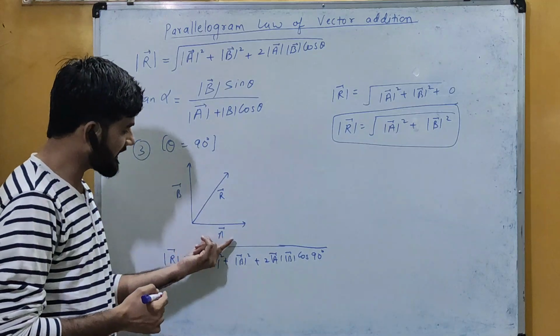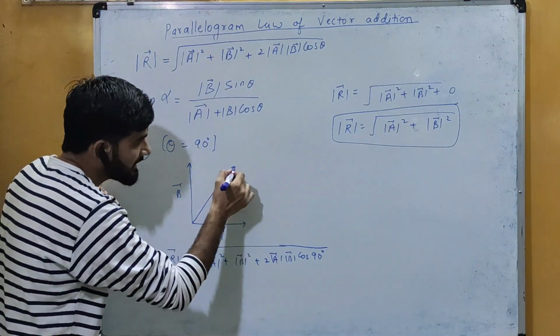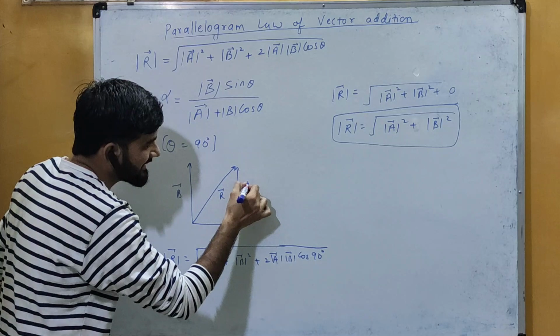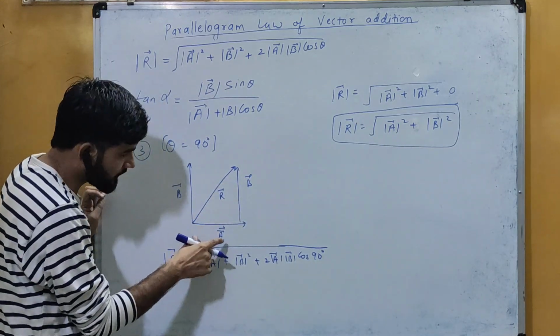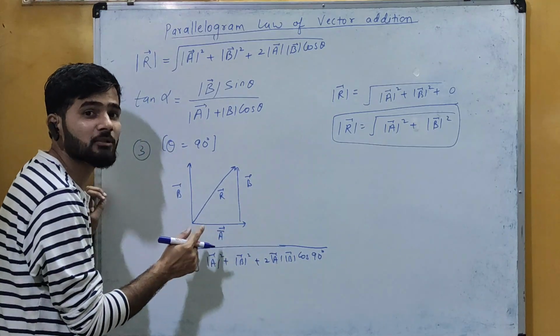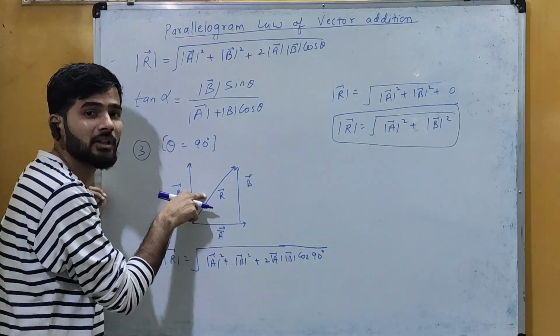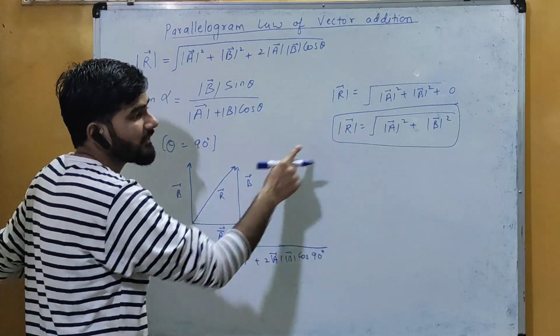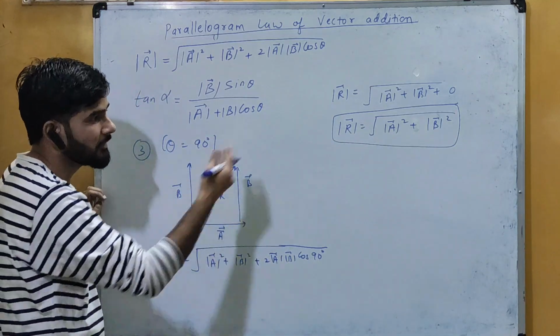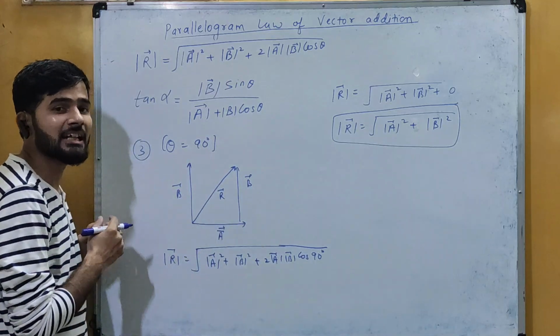Or you can see here, if I have vector A and I make this vector B as it is, then this R will be the resultant. So we have A and B, they are both perpendicular to each other and we can say that the third one is the hypotenuse of the right angle triangle. And how can we find the hypotenuse? By using Pythagoras theorem. So we get the same formula here also.